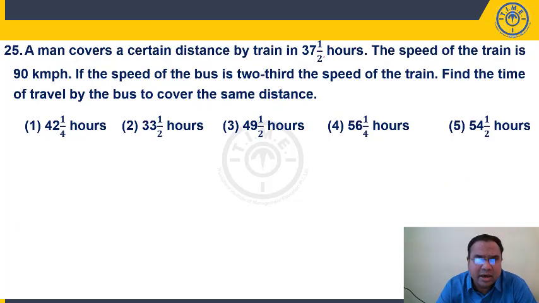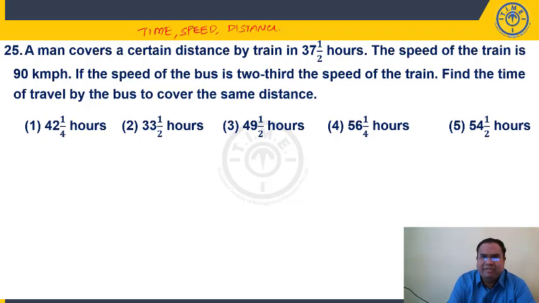Right students, question number 25. This is based on your time and distance concept, right? So this is based on time, speed and distance. Again students, I am saying this is an easy question if you have followed the concept. There is nothing difficult in this individual question. I am saying AMT 3 is very easy compared to your AMT 1 and AMT 2, right? When you compare your quant section particularly, AMT 3 is very easy.